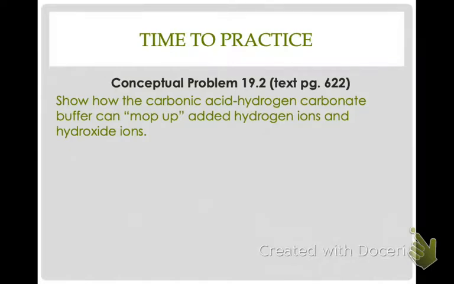Let's take some time now to practice with another example. This is actually from your textbook and you can refer to page 622 in your text to follow along. We're looking at the carbonic acid and the hydrogen carbonate buffer, and I just want to write out what the carbonic acid formula is. Carbonic acid is H2CO3, and the hydrogen carbonate is where it's lost a hydrogen and has a negative charge, so HCO3 minus.